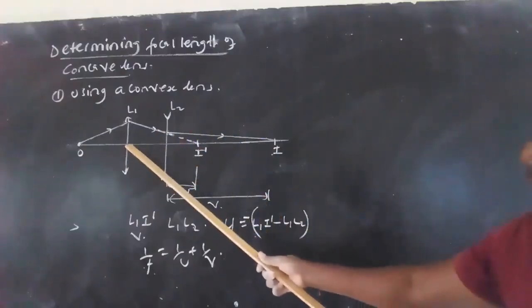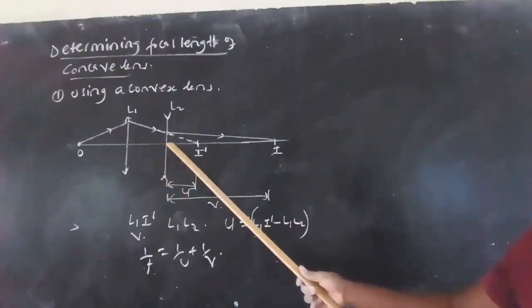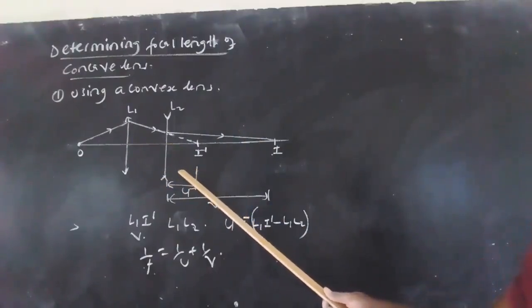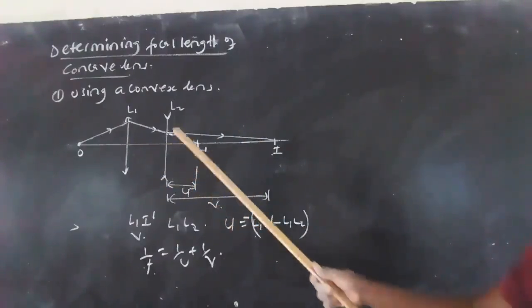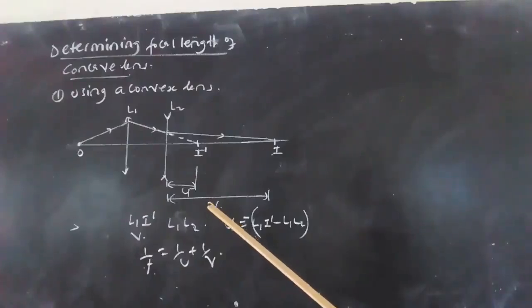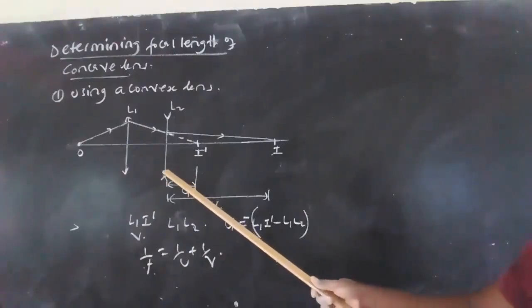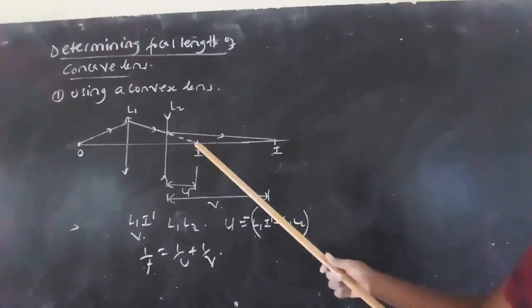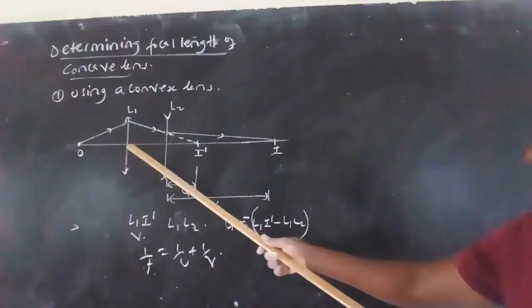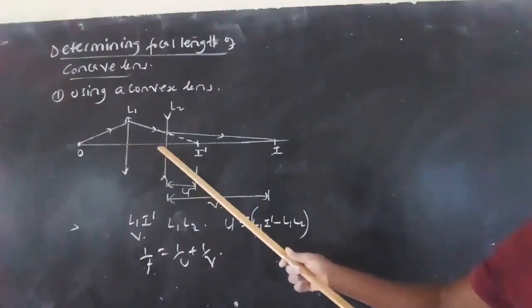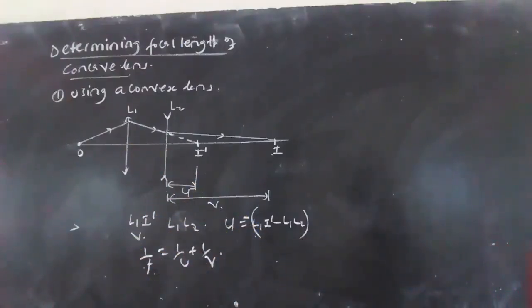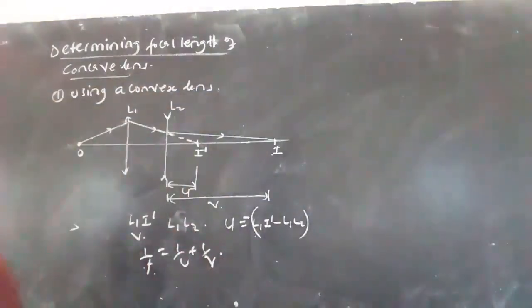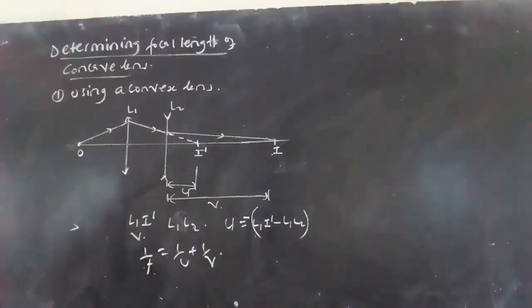The distance of separation L1 L2 is measured and recorded. The image distance L2 I, which is V, is measured and recorded. The object distance U is got from L1 I prime minus L1 L2, in brackets negative. Therefore, the focal length is got from 1 over f equals 1 over u plus 1 over v. Is that okay?